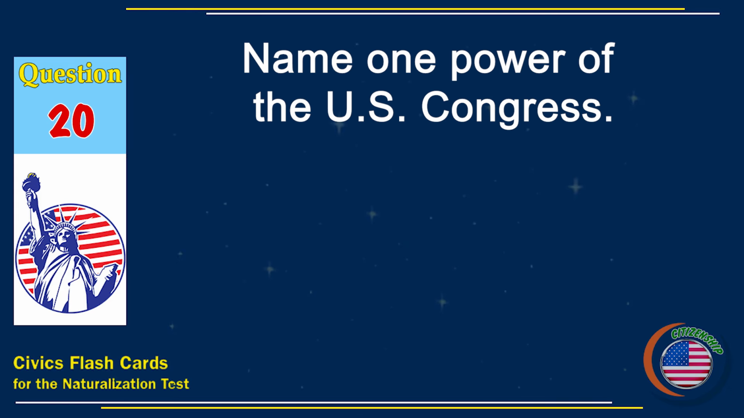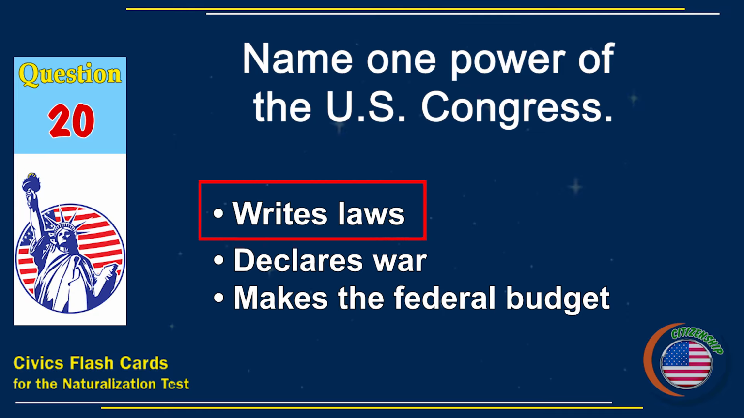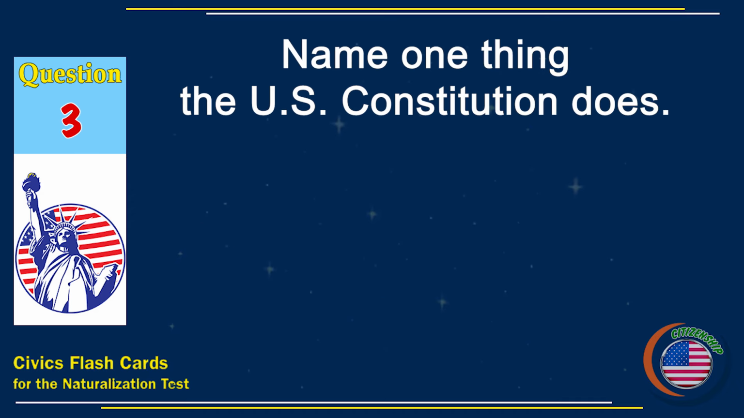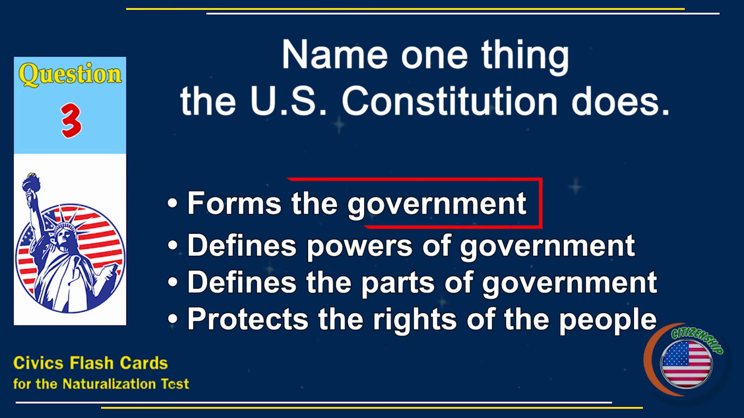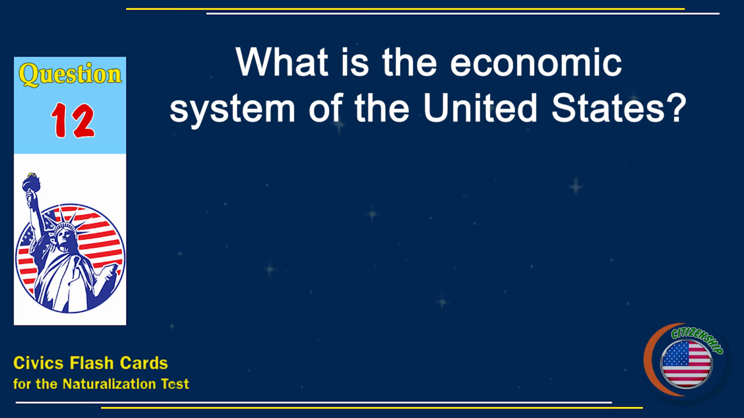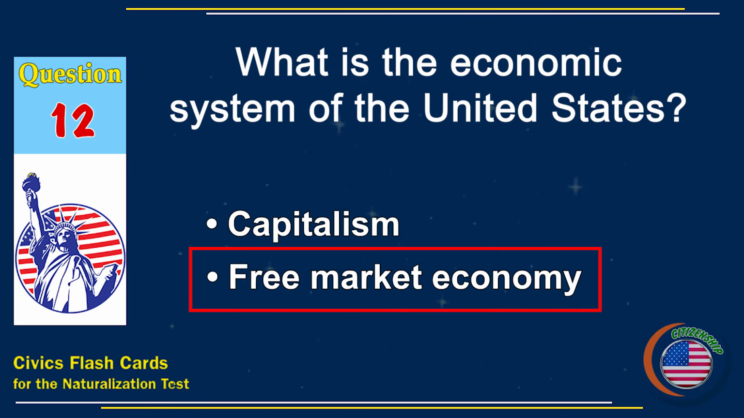Name one power of the U.S. Congress. Writes laws. Name one thing the U.S. Constitution does. Forms the government. What is the economic system of the United States? Free market economy.